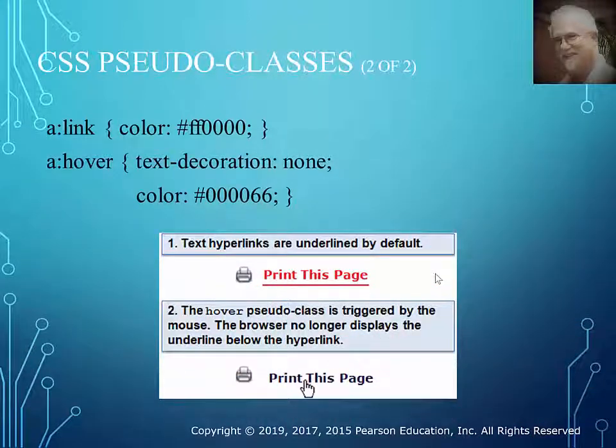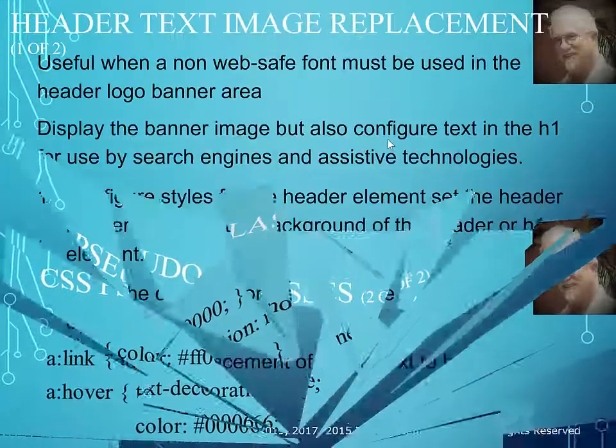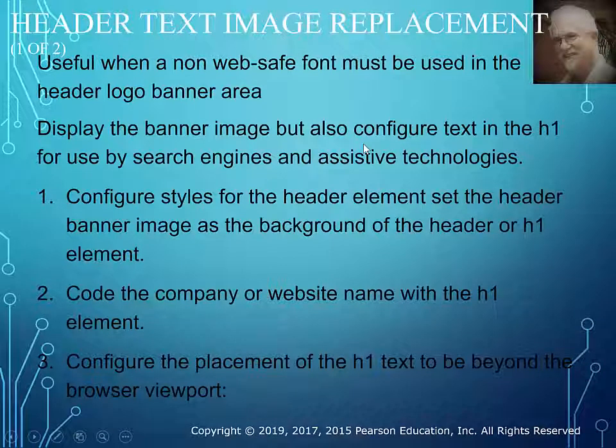Pseudo classes, here we have a link and a hover. Hover is very useful. Here we're changing the link from whatever color it is to this color, and we're taking away the underline. Hover means your mouse goes over it, and the cursor changes from an arrow to a nice good finger, I call it, the good finger.